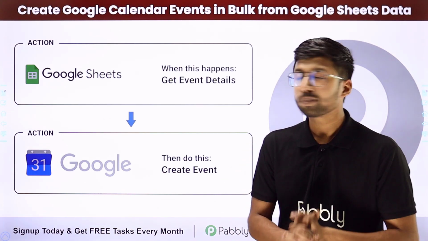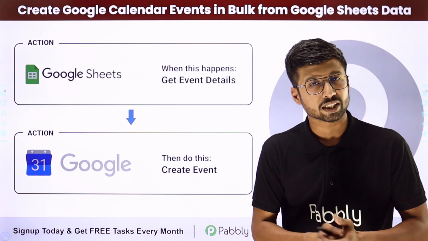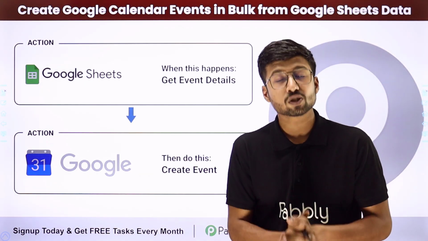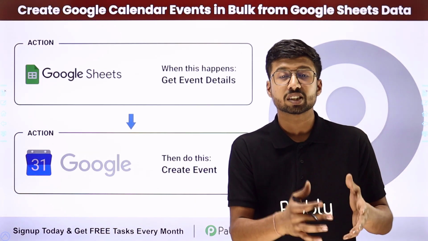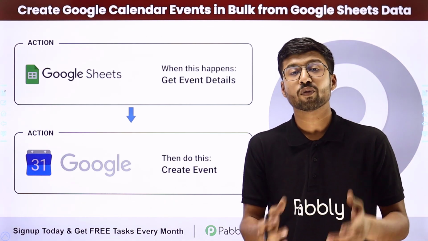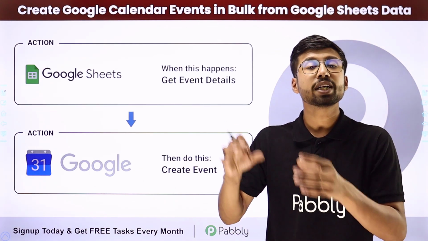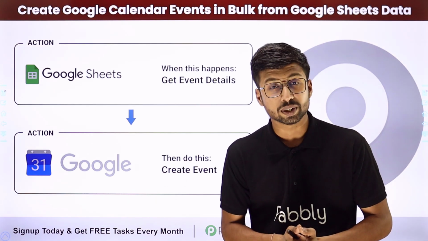So in this video, we will be discussing how to create Google Calendar events in bulk from Google Sheet data. Now suppose, guys, you have the details of some upcoming events which you are planning in the Google Sheet, like the event name, description, start date time and end date time, everything over there. And you want to create the events in your Google Calendar account with all of those details. So let me tell you, you can actually automate this process.